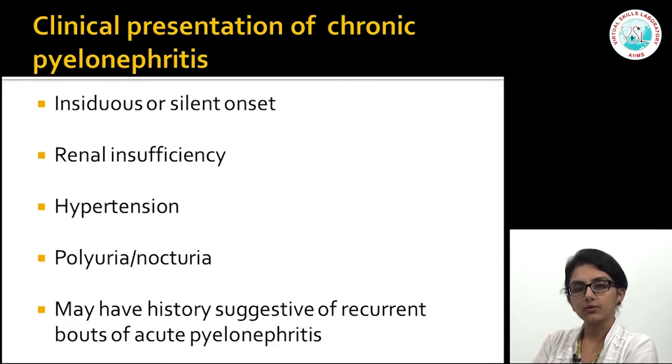So compared to acute pyelonephritis, chronic pyelonephritis would have a relatively insidious or even silent onset, where patients would present clinically with renal insufficiency, hypertension, polyuria, nocturia, and they may or may not give you a history of recurrent bouts of urinary tract infections or acute pyelonephritis.